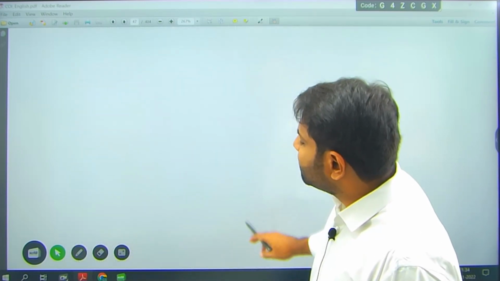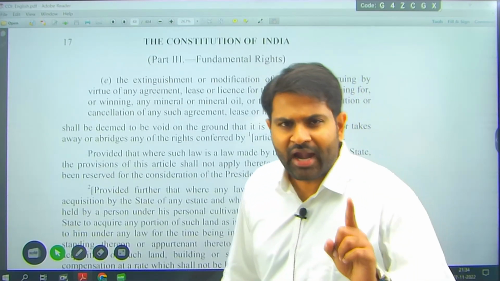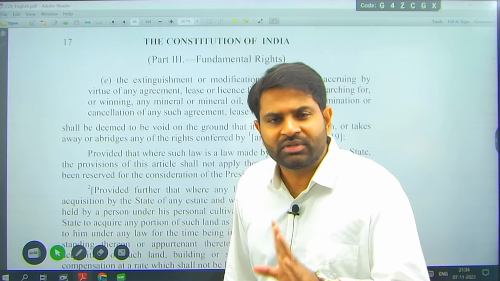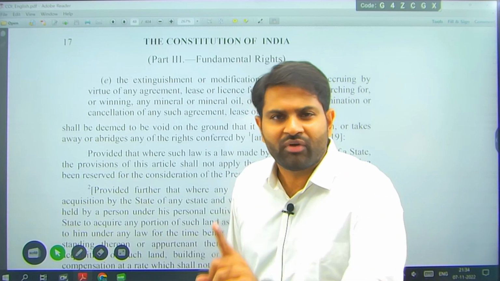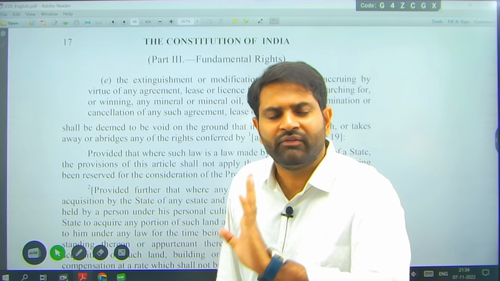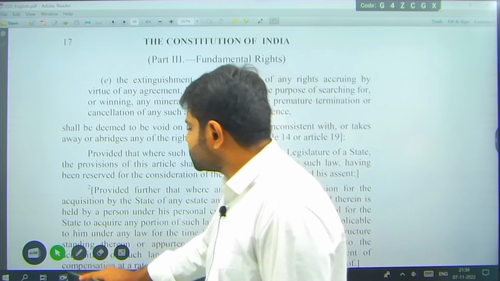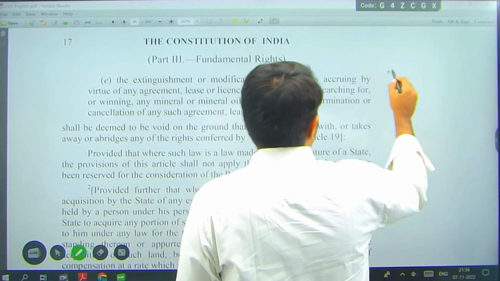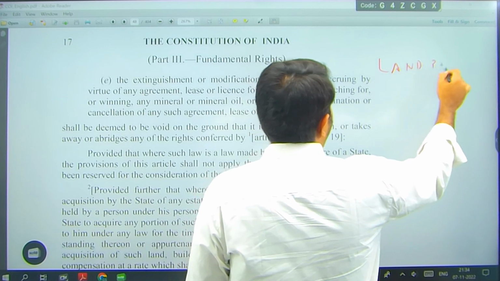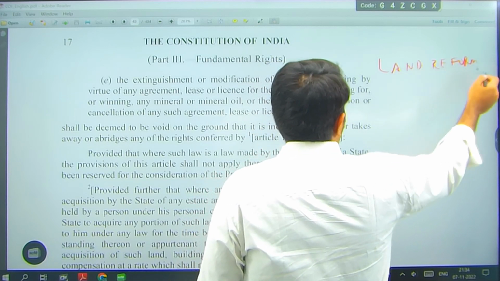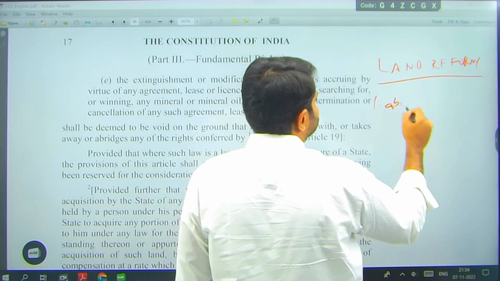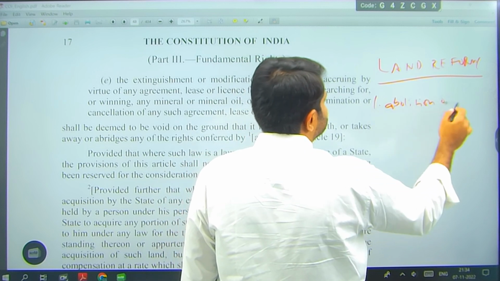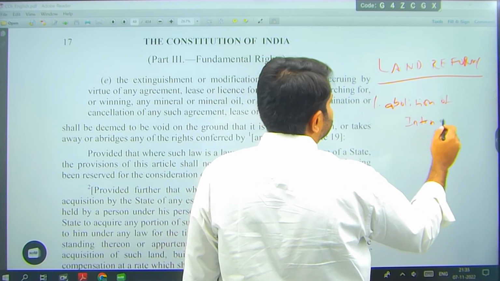31A, 31B, 31C, remember only one point: land reforms. Land reforms and property rights. In land reforms, you will learn different types. When we are talking about land reforms, I am talking about abolition of intermediaries. First one is abolition of intermediaries.